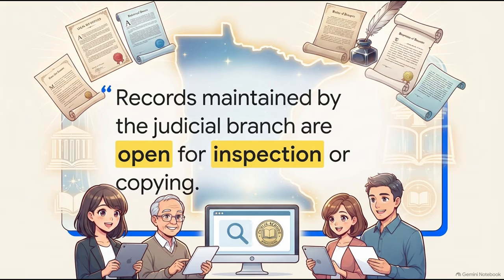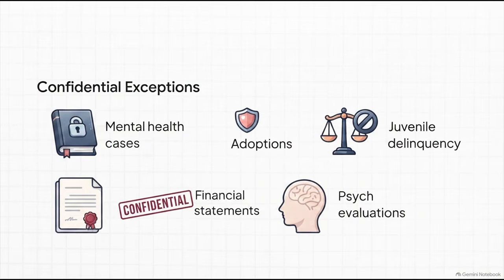The state fundamentally believes in transparency, which is exactly why you and I can access these family court records in the first place. But while transparency is the default, there are exceptions. Certain sensitive materials remain completely sealed to protect privacy. We're talking about things like juvenile delinquency records, adoptions, mental health commitments, sensitive financial statements, and psychological evaluations. So while you can see the broad strokes of a divorce case, a judge might restrict access to the highly sensitive financial or psychological documents tucked inside that specific case file.